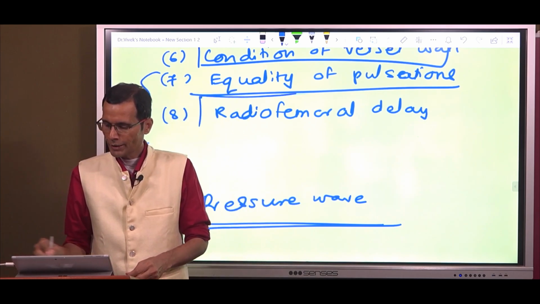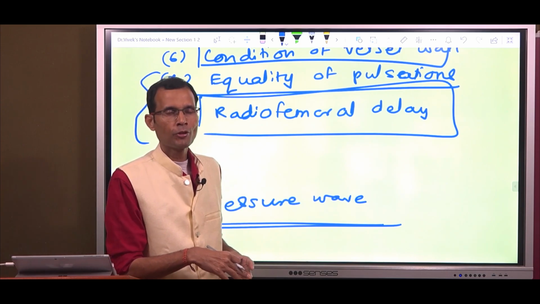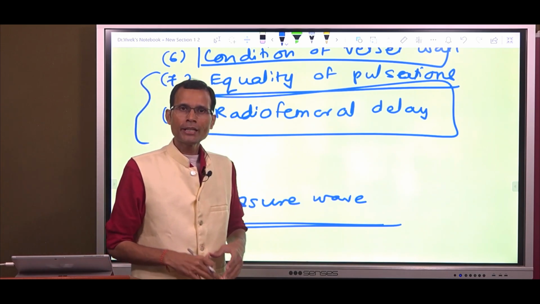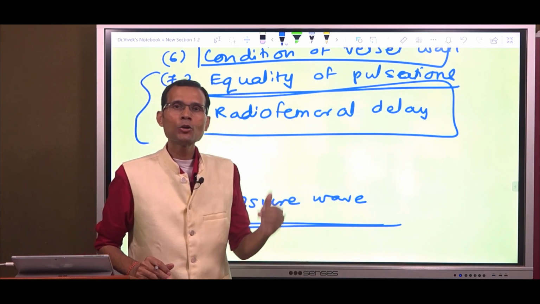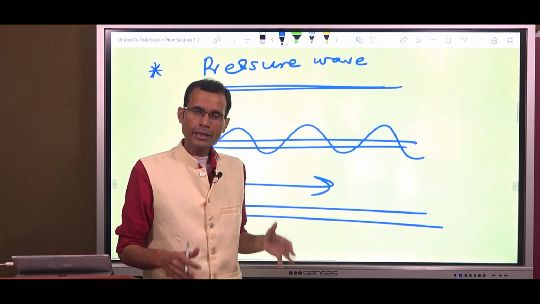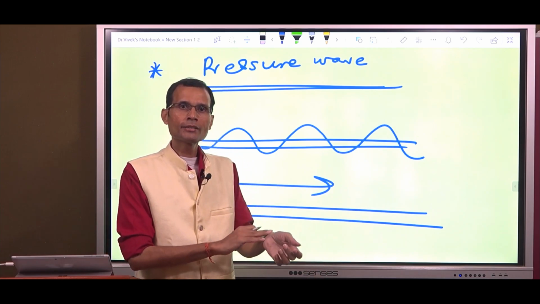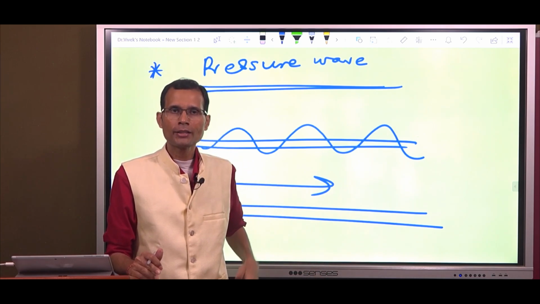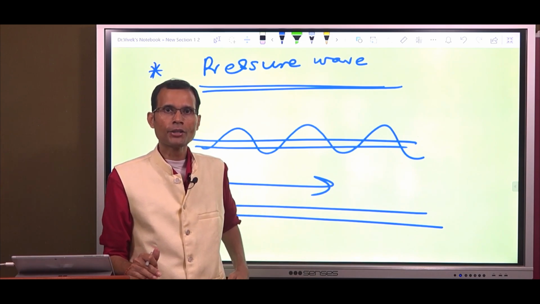And finally, radiofemoral delay. In first year medical school, we generally don't perform this, but anyway, I'll just tell you the background behind it. Radiofemoral delay. For this, again, you will have to feel the radial artery at the wrist and the femoral artery. There should be a simultaneous examination of the radial artery and the femoral artery.